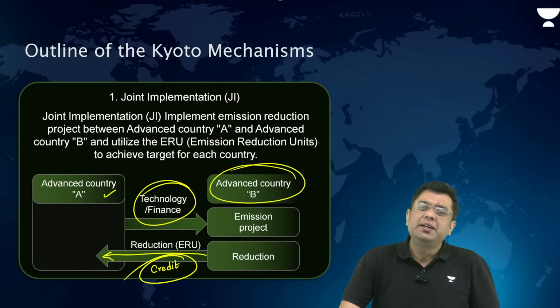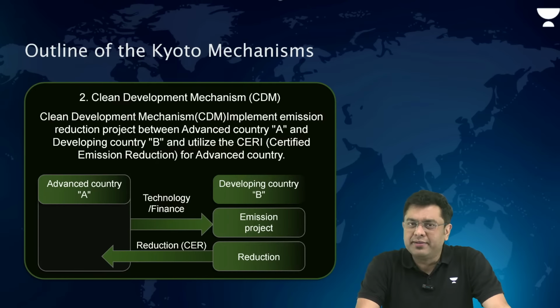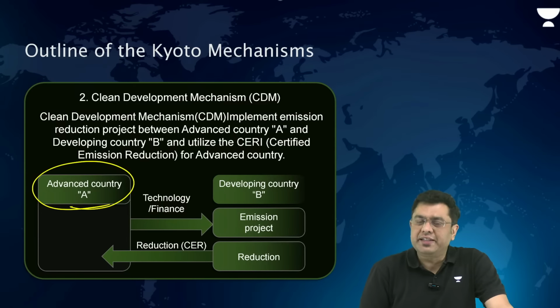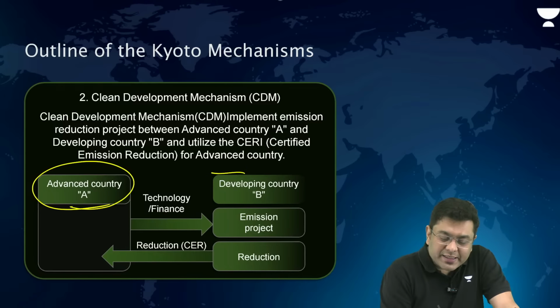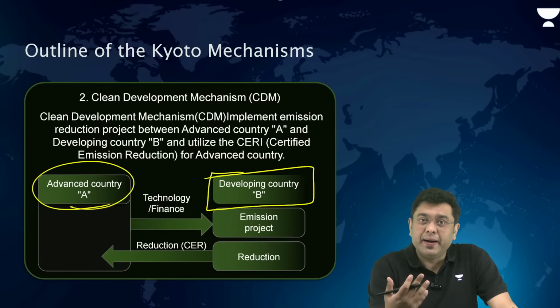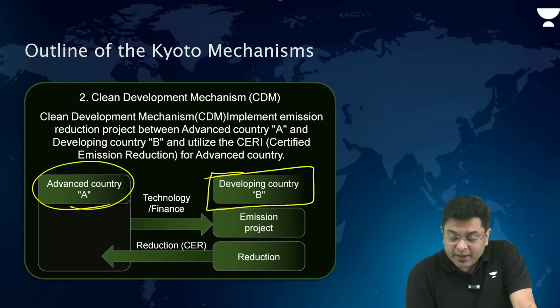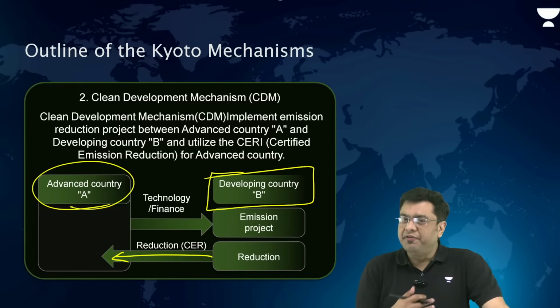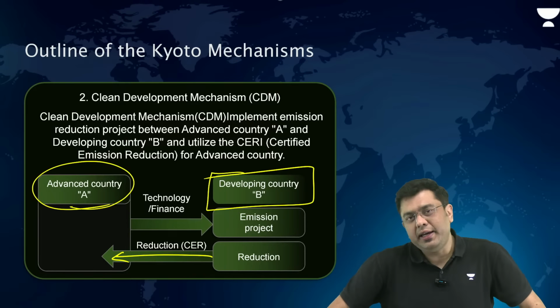Then after that, you have the clean development mechanism, where if an advanced country A is unable to achieve its target, then it will invest in developing country B, right? Like India or China. And in return, it will get a credit again, right? Certified Emission Reduction Units, CER.